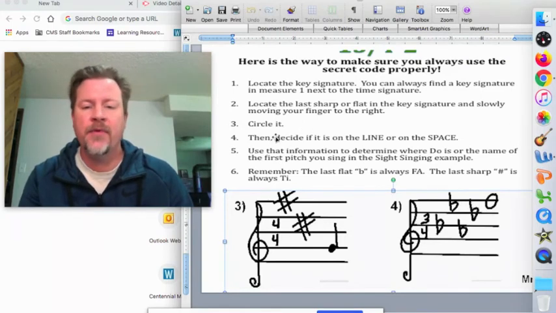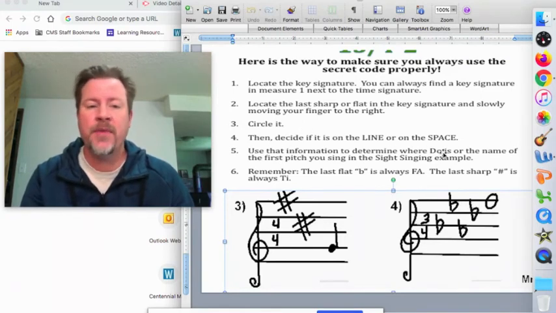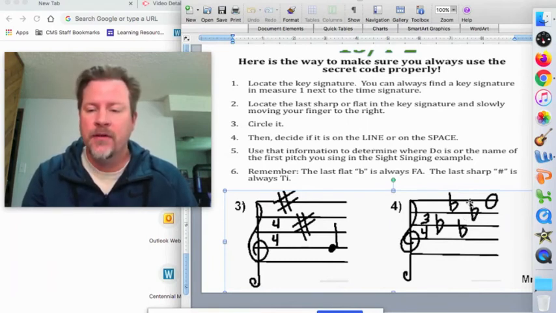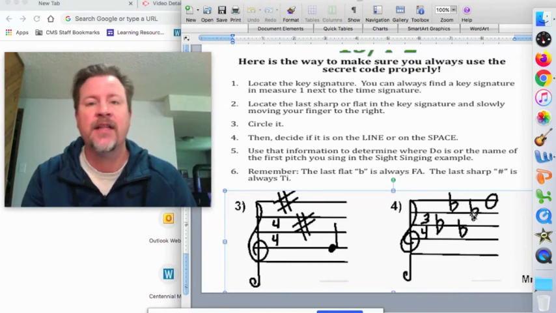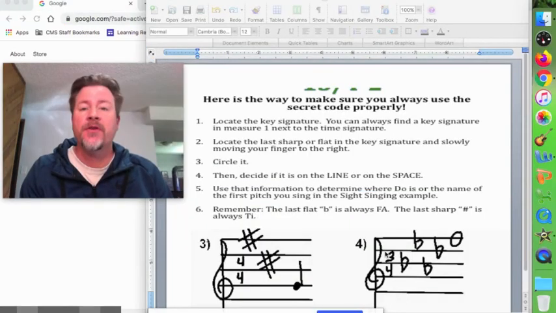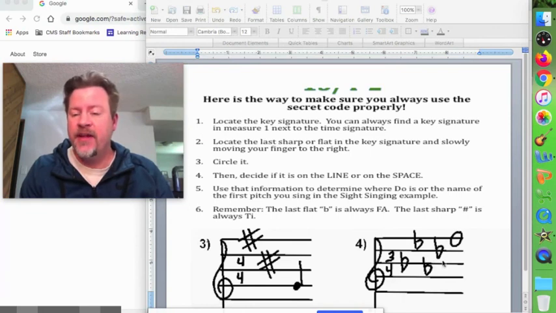The next step, then decide if it's a line or a space note. The belly part acts like the note head, and that's how we determine if it's a line or space. The line is going through the middle of that belly part, so that is a line flat. So now we're going to use the secret code to find out what this note is and also where do is. The secret code says the last flat is always fa. Here is the last flat right here, and that is always fa.